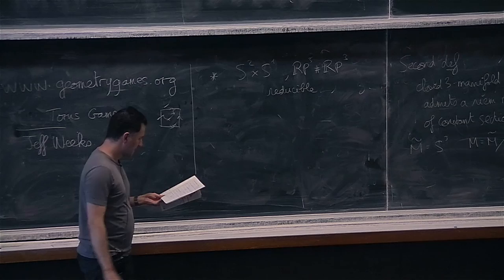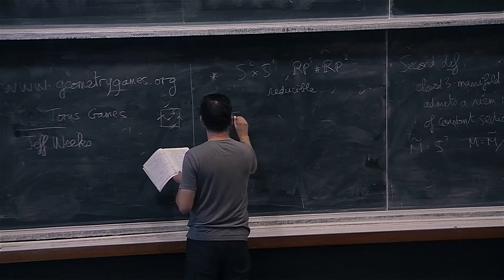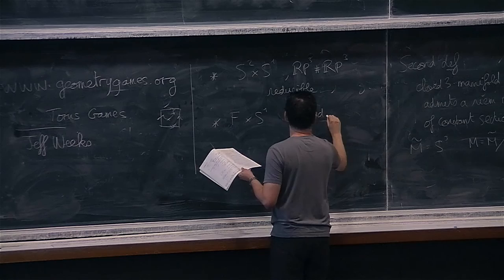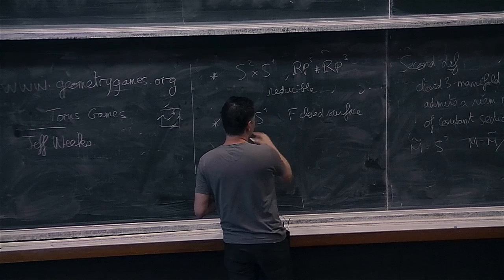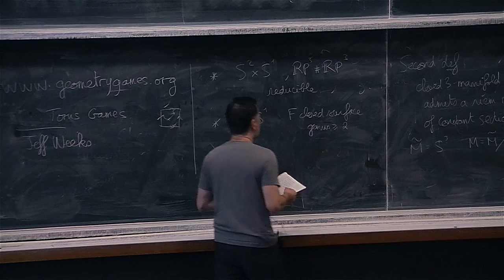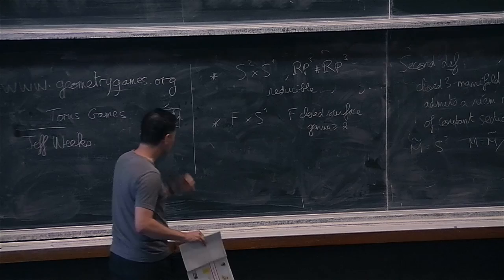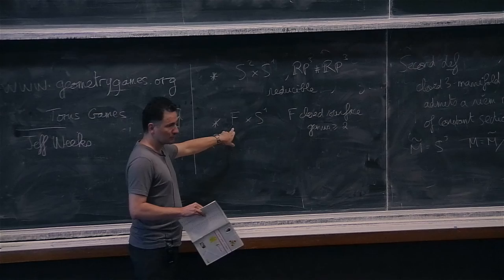Then there is a slightly more interesting class, which are of the type F cross S1, where F is a closed surface. And in order to have something new, I need to take the genus of the surface to be at least 2, because S2 cross S1 is already there, and T2 cross S1 is, of course, T3. But those are okay. Then you can look at finite quotients of them. That's a slightly larger class.